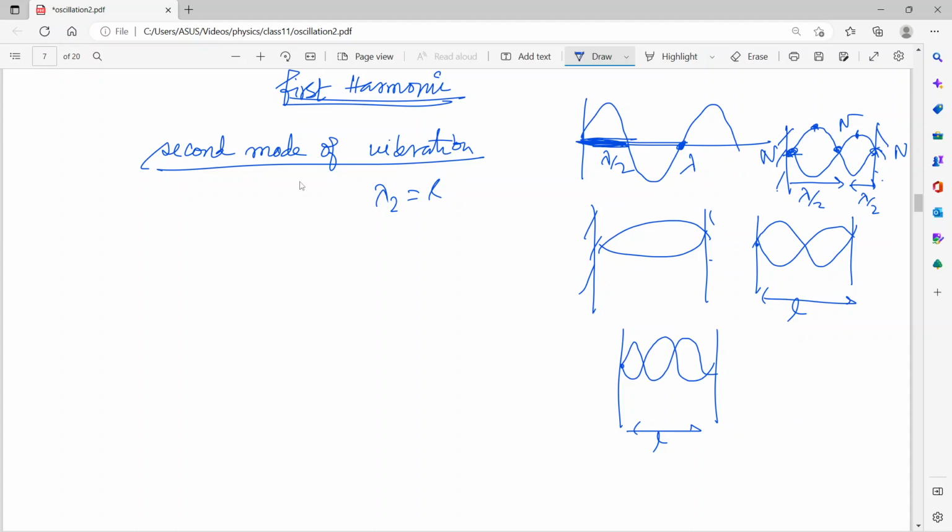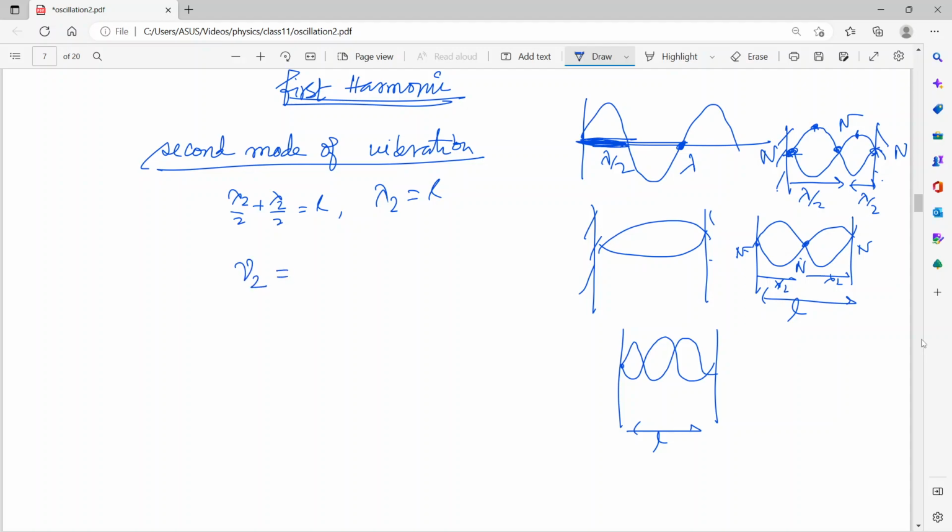So we are now dealing with the second case. That means this rigid end is a node, and the middle point is also a node. So node to node is lambda by 2, this is lambda by 2 and this is lambda by 2. That means lambda 2 by 2 plus lambda 2 by 2 is now equal to L. That means lambda 2 equals L. And the rest of the things are similar.